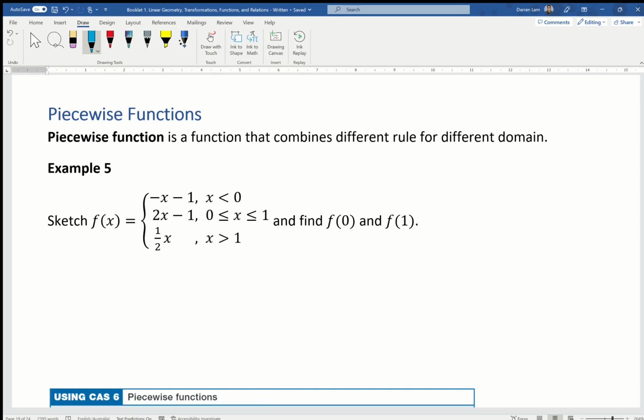Let's do a very quick, easy example. Here it says sketch f of x equals, and you see 3 different functions with 3 different domains. Now again, instead of trying to do everything from scratch, I'm just going to try and find key points. So I'm going to sketch my axes, and let's look at the middle one, 2x minus 1, super easy.